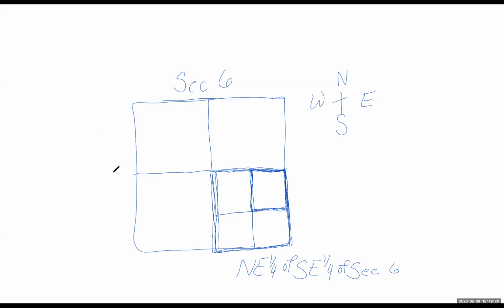So how did we get that? Well, the whole thing is 640 acres. A quarter of that was 160, and a quarter of that is 40. But you might be like, well, wait a minute, I don't understand. Isn't there a better way? Isn't there an easier way?